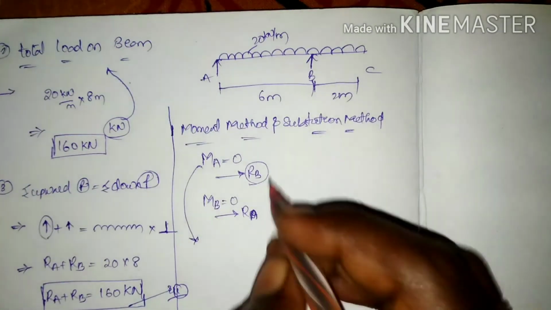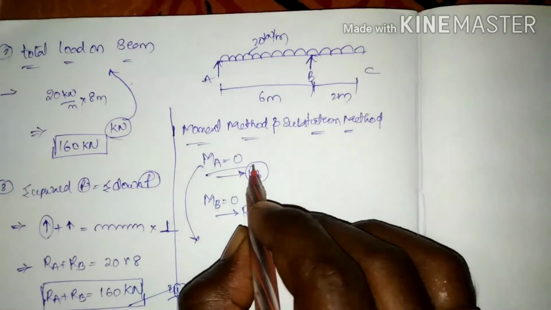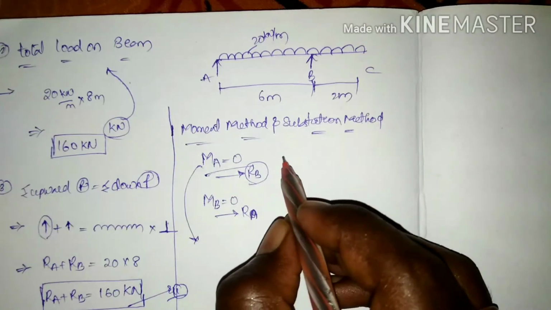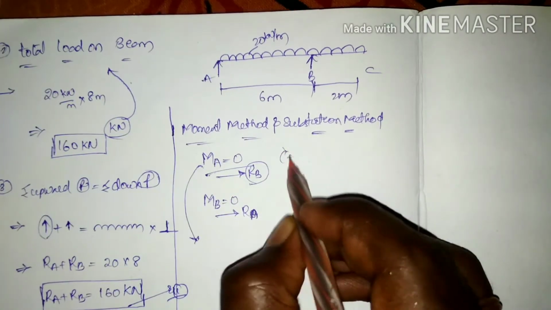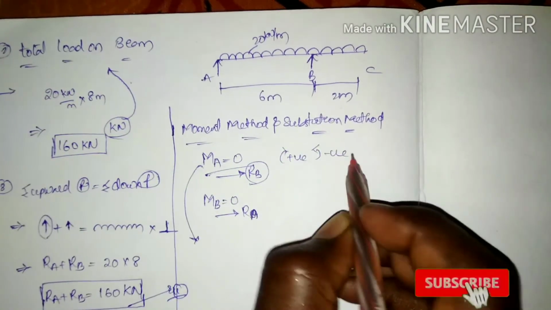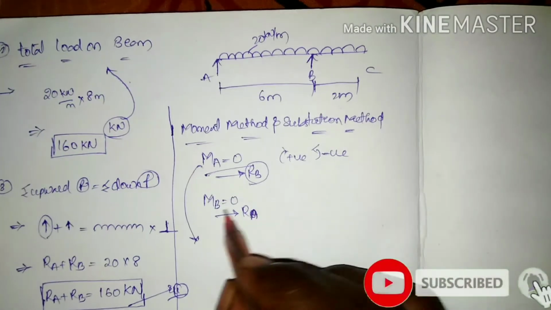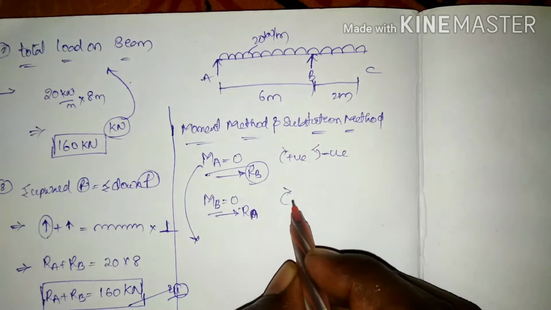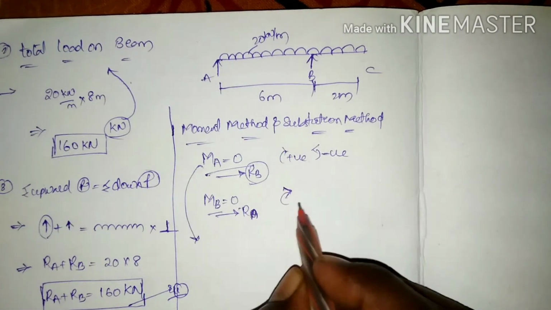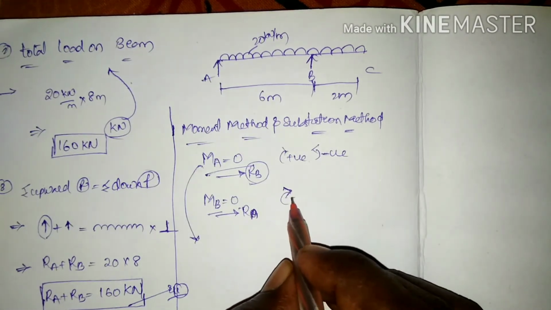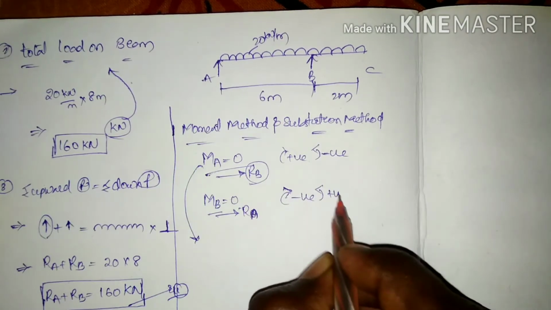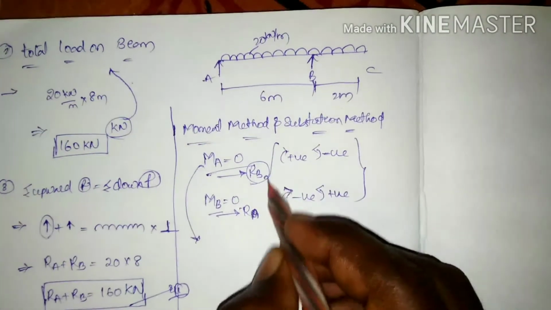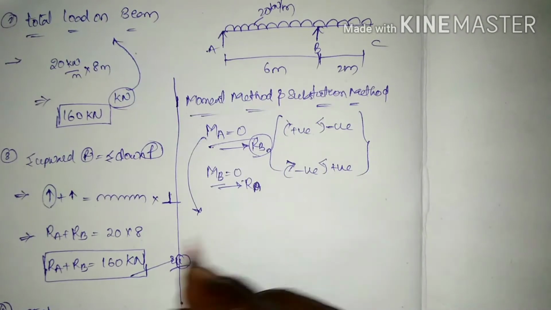If I consider the moment about A equal to 0, we have a sign convention that clockwise is positive and anti-clockwise is negative. If I want to take the moments about B equal to 0, with the same convention, the signs change: clockwise as negative, anti-clockwise as positive. These must be remembered in doing the problem.